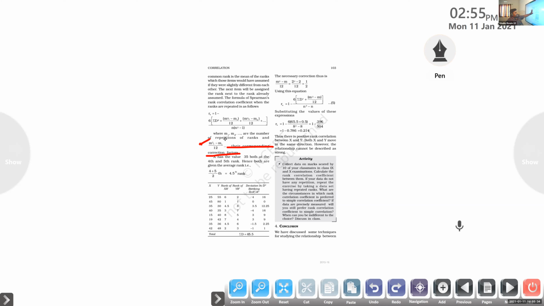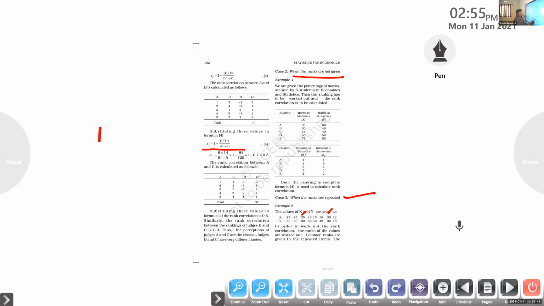Clear? So look here. Coming to the x set of values, you can see 1, 2, 3, 4, 5, 6, 7. So these two numbers are the same.